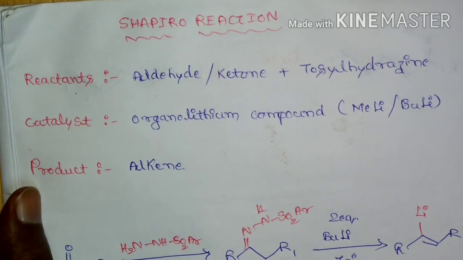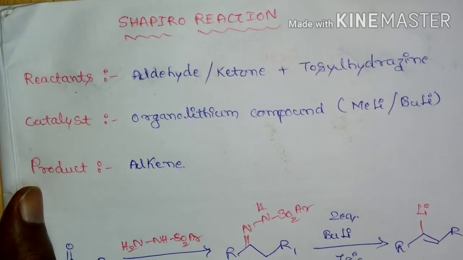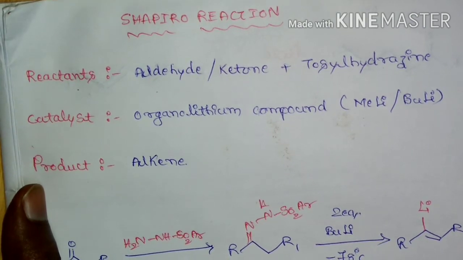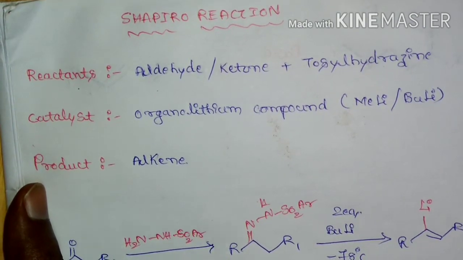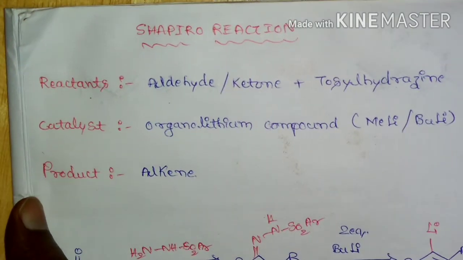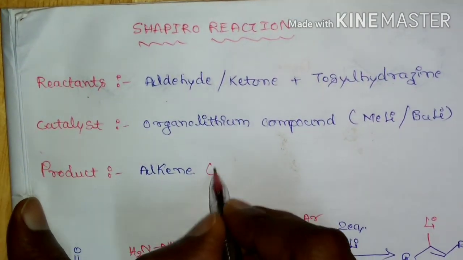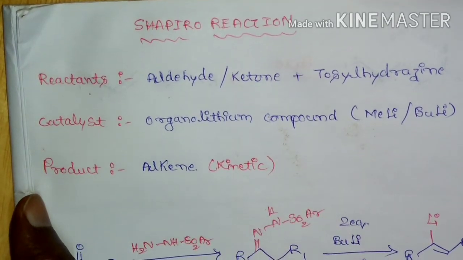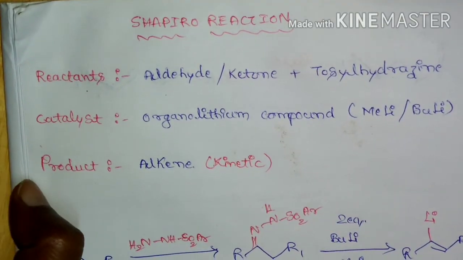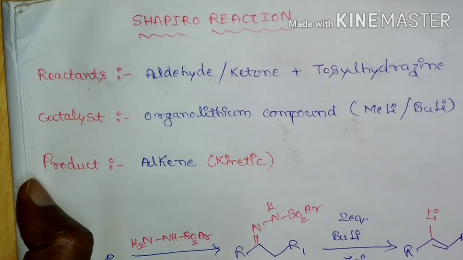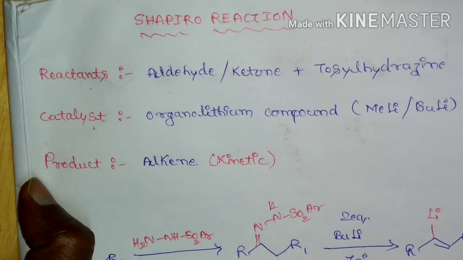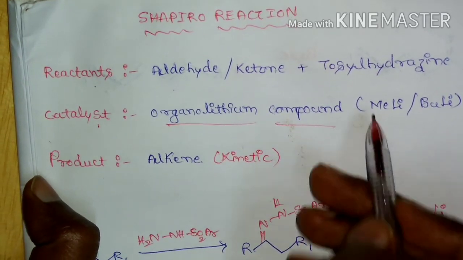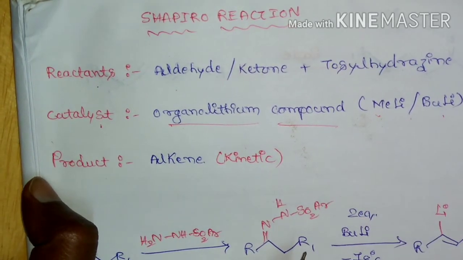Okay, anyhow you are going to get the alkene product, but in Bamford-Stevens reaction you get the thermodynamically stable product, whereas in Shapiro reaction the kinetic product will be formed. Okay, and one more important difference is the base. Here the base will be an organolithium compound, that is, you can use methyl lithium or butyl lithium.